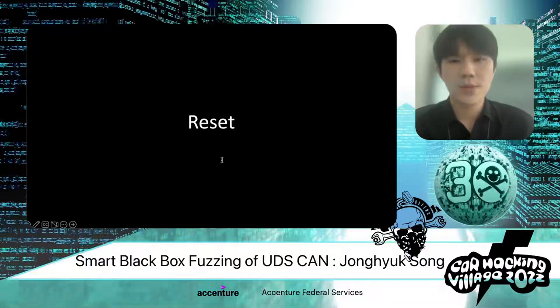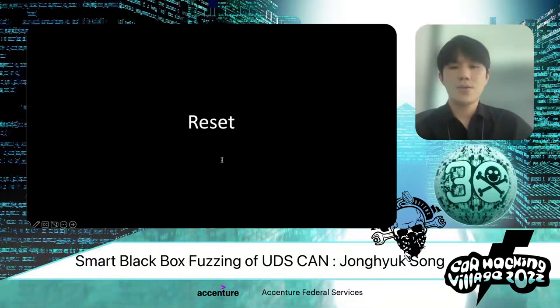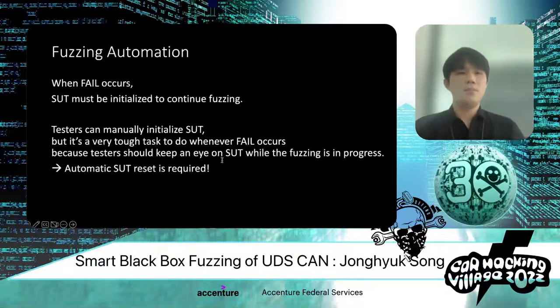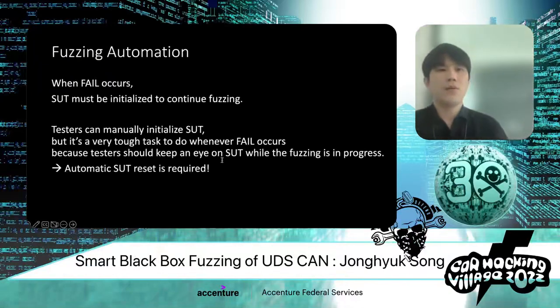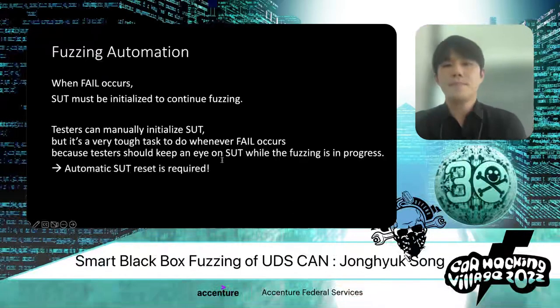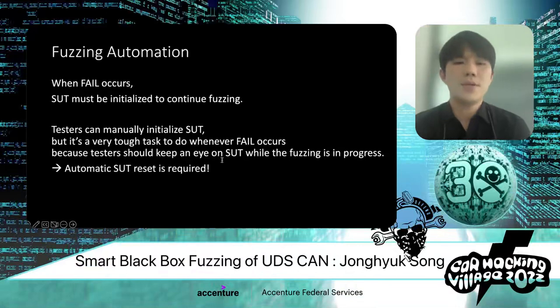So we've talked about how to detect the fail. When fail occurs, fuzzer should initialize the target. Now I'm going to talk about how to reset the target issue automatically. When fail occurs, it means that the target is dead or some trouble occurs. In that case, the fuzzer should initialize the target to continue the fuzzing test. If the fuzzer cannot initialize the target, the fuzzing test will be terminated or meaningless test will be conducted.